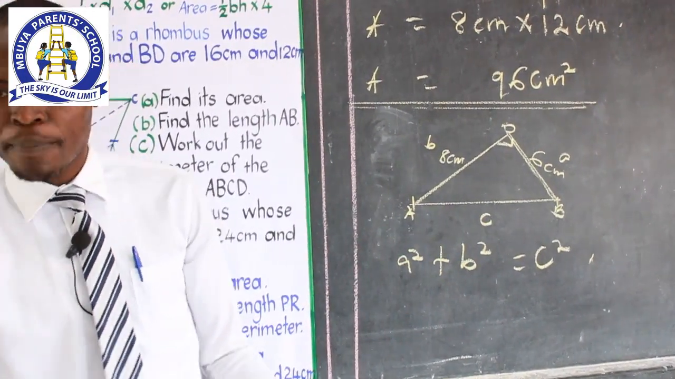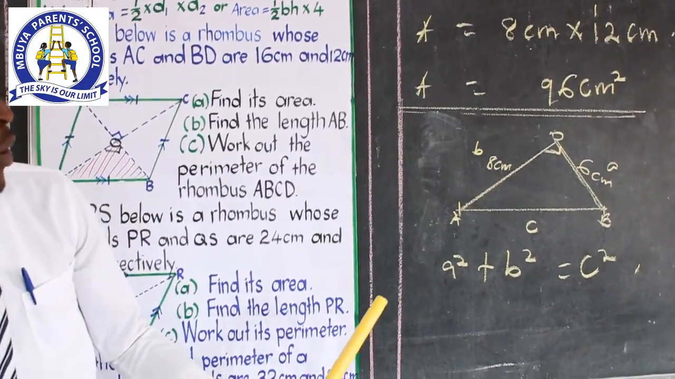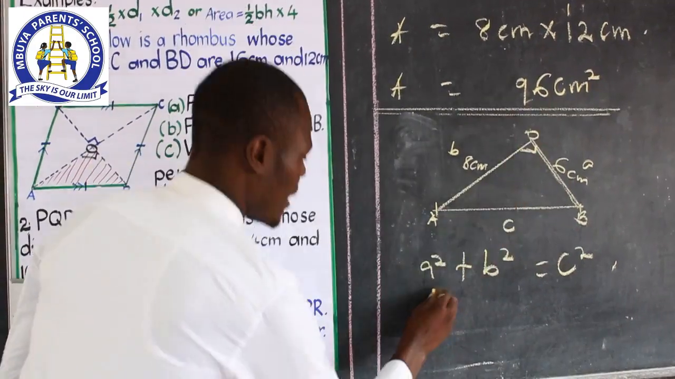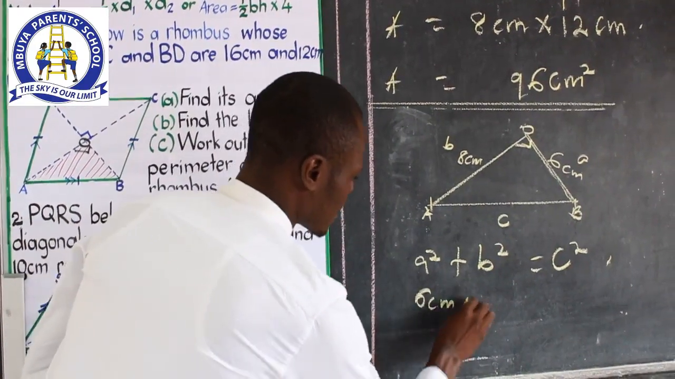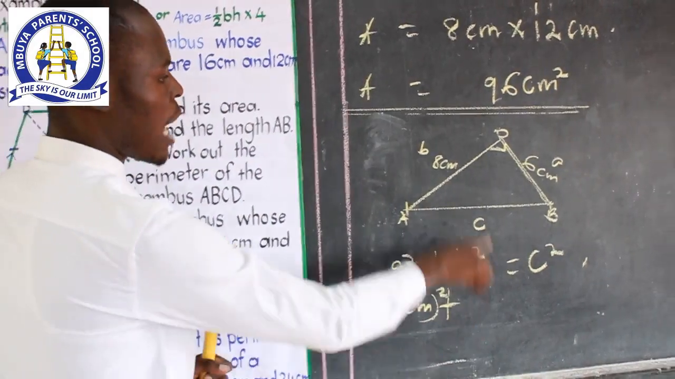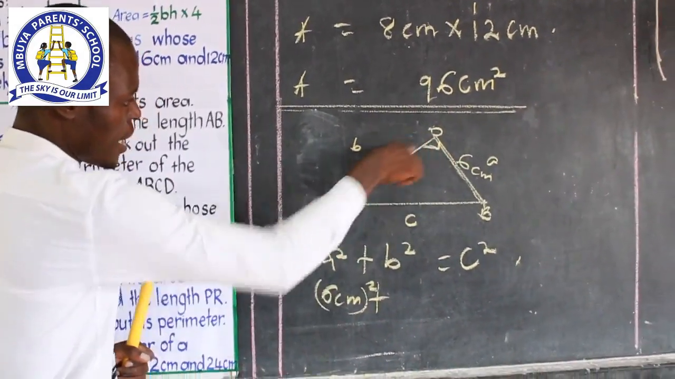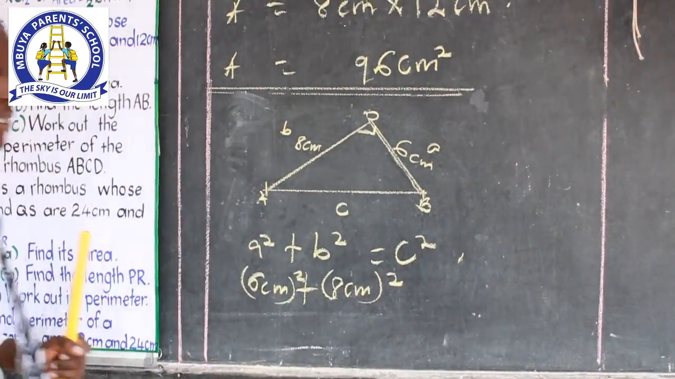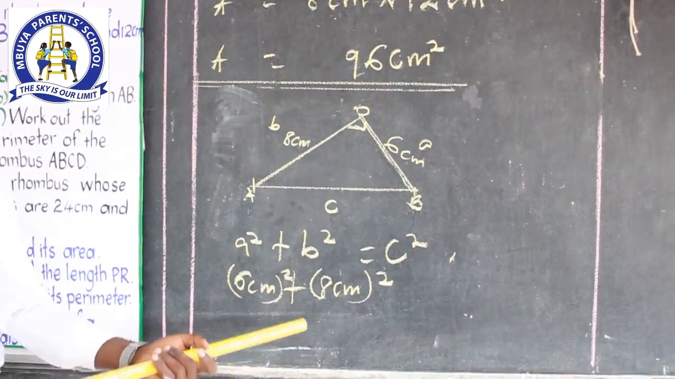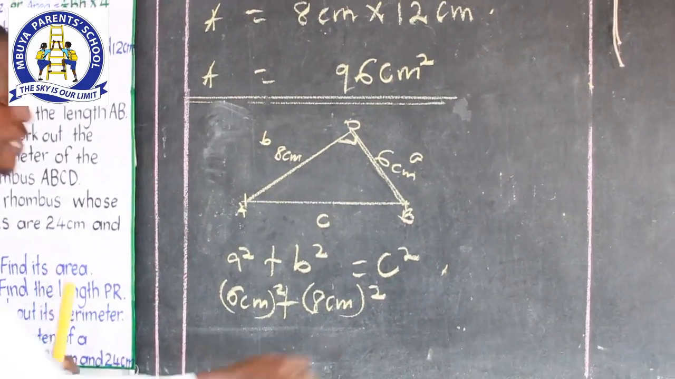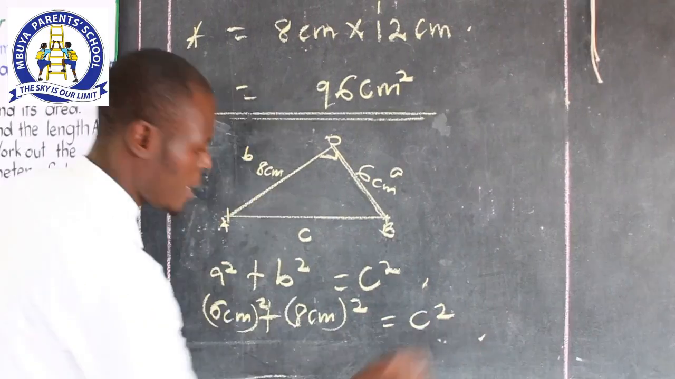Now the next step is substituting in. We've got to know that our A is 60 centimeters. That is now squared because we are squaring it, plus our B, which is 80 centimeters. It is squared. I have a reason as to why I'm putting these two in a bracket, class. And please, I'm emphasizing the brackets. Is equal to the square of C.